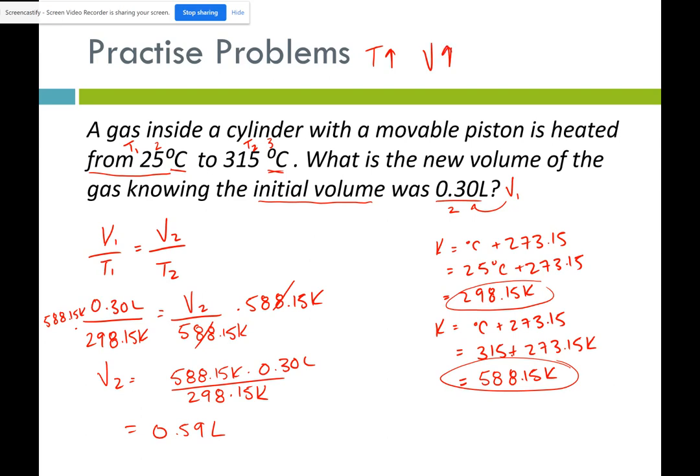Now if I think this through, we said in this case, if temperature increases, volume should also increase. So does my final answer make sense? Well, I heated it from 25 degrees Celsius to 315, so my temperature went up. And my volume went from 0.3 to almost 0.6. So yes, that follows that trend. So my answer likely is following. I didn't make any silly inversions in my math. Okay. Like yesterday, if this was a test or a quiz or an exam, you would get a mark for your formula, showing your work, including units, and final answer, including units and significant figures.